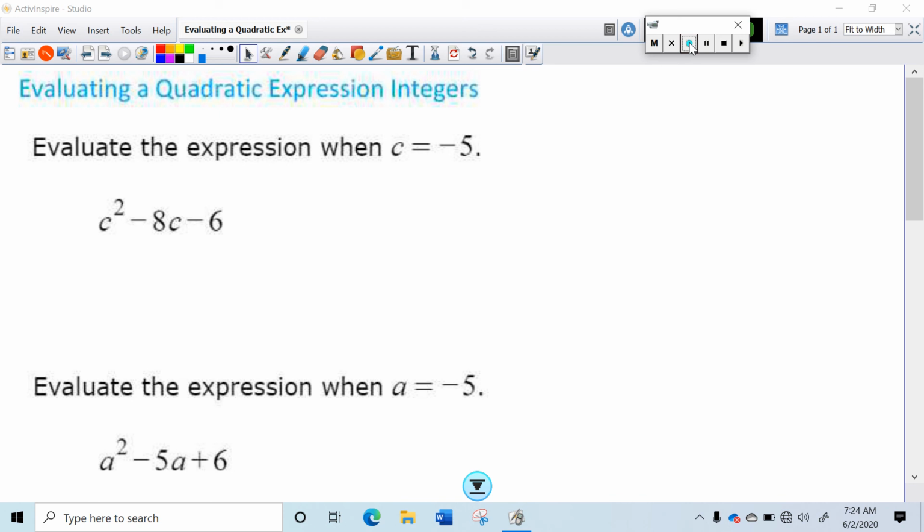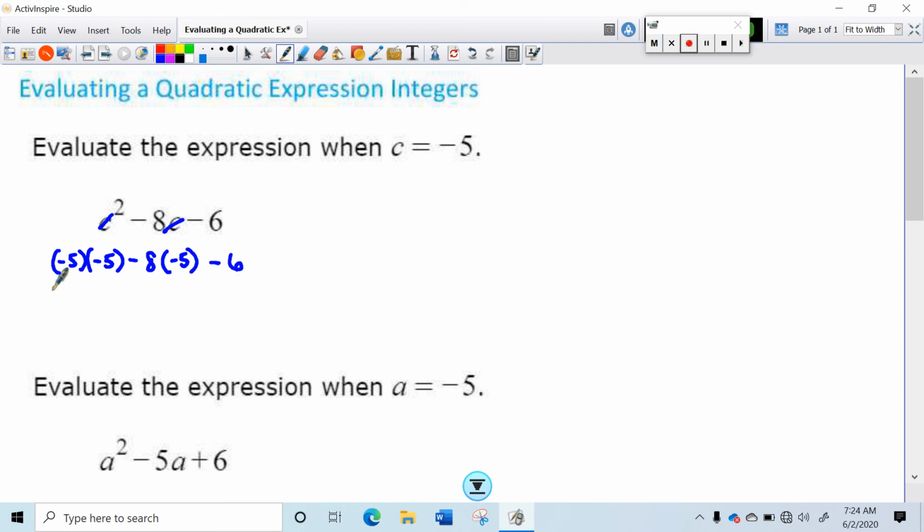Okay, evaluate the expression when c equals negative 5. So instead of c, I'm going to scratch it out and put a negative 5. So this is going to be negative 5. However, because it's squared, that means 2 of them. So because of the square, you've got to put 2 of them. Okay, so then you've got a negative 8, and then you've got a c. So let's put a negative 5 in for that, and then a negative 6.